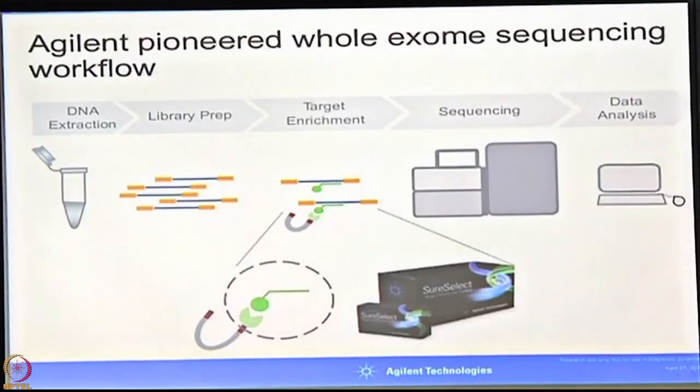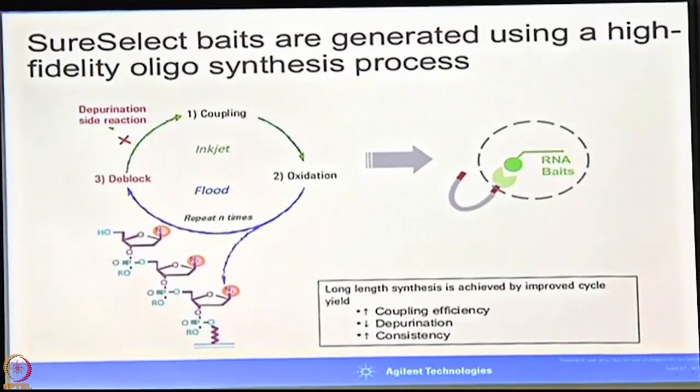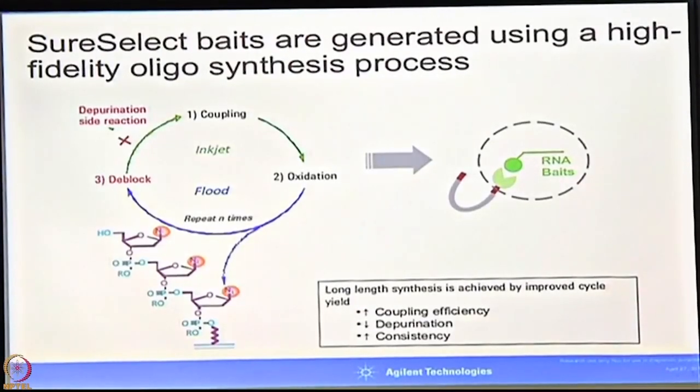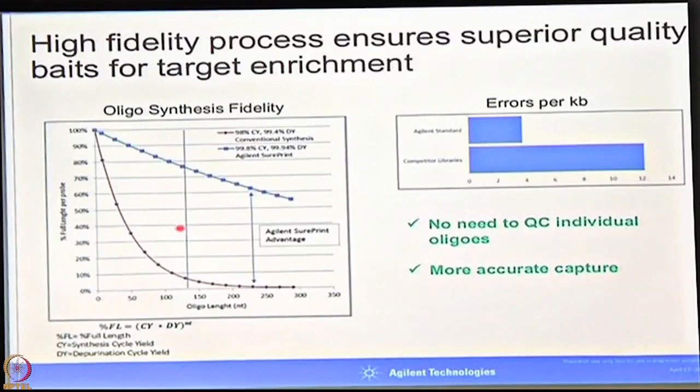So the challenges are always there, but I would talk about why Agilent's exome panel is better. Because we make RNA baits, which are oligo baits, and because we make RNA baits, they have better RNA-DNA hybridization. These are high fidelity baits which we make by inkjet technology. We make these baits by oligo synthesis. So this is our high fidelity base.